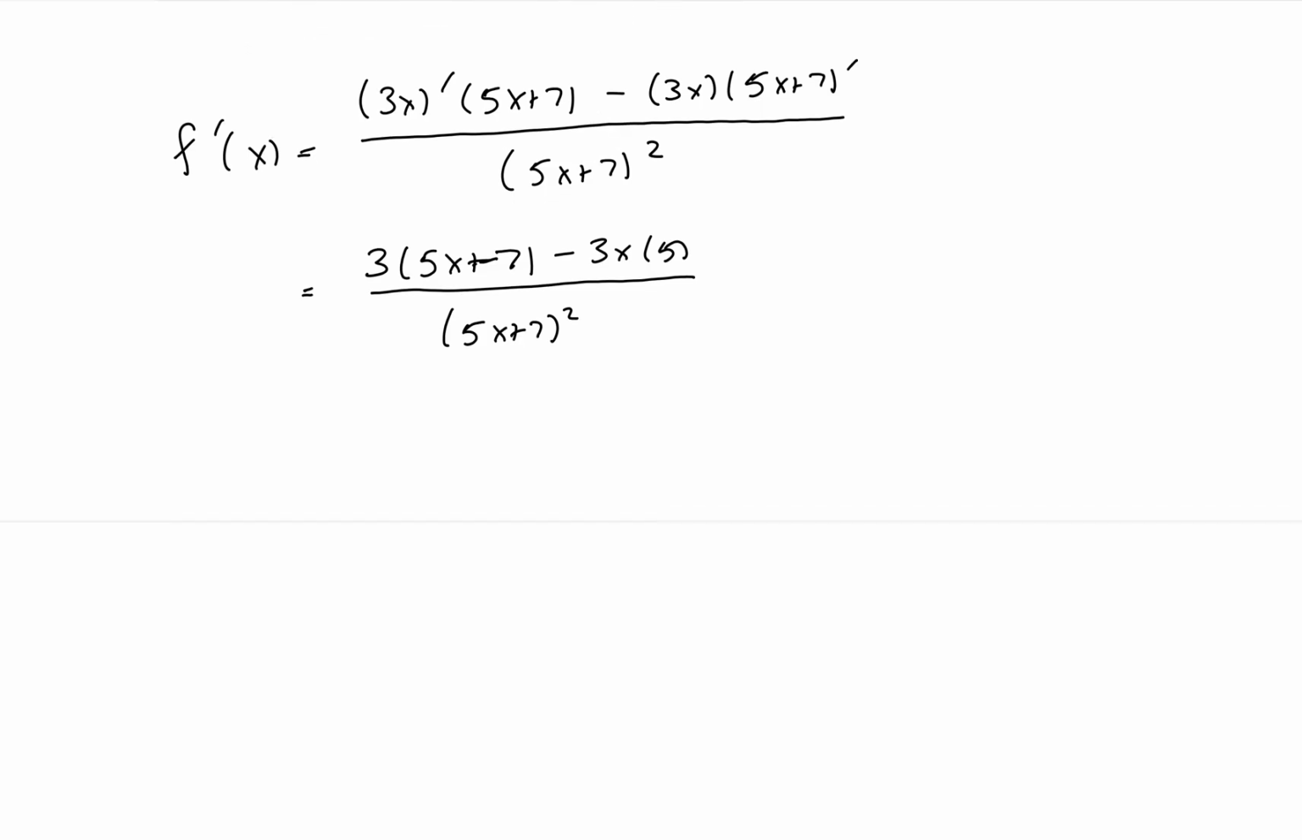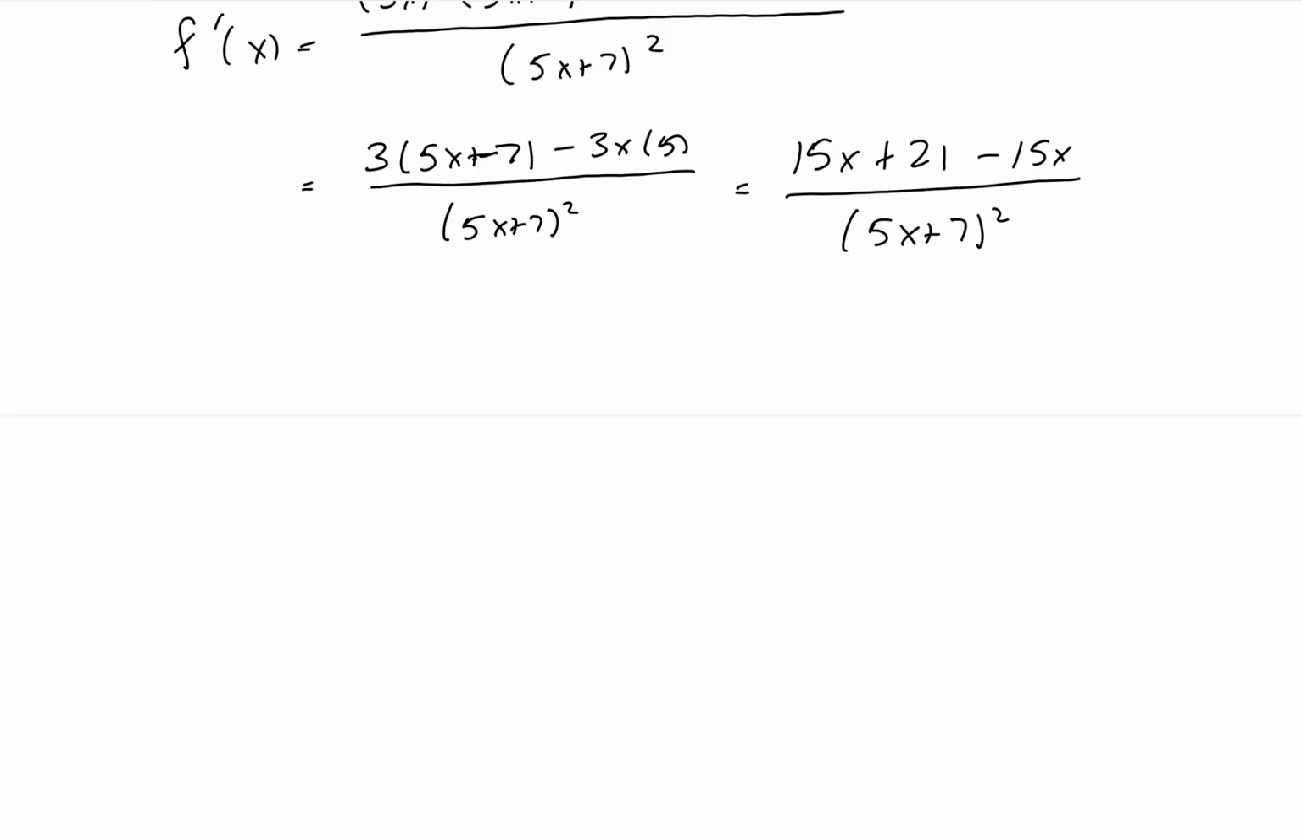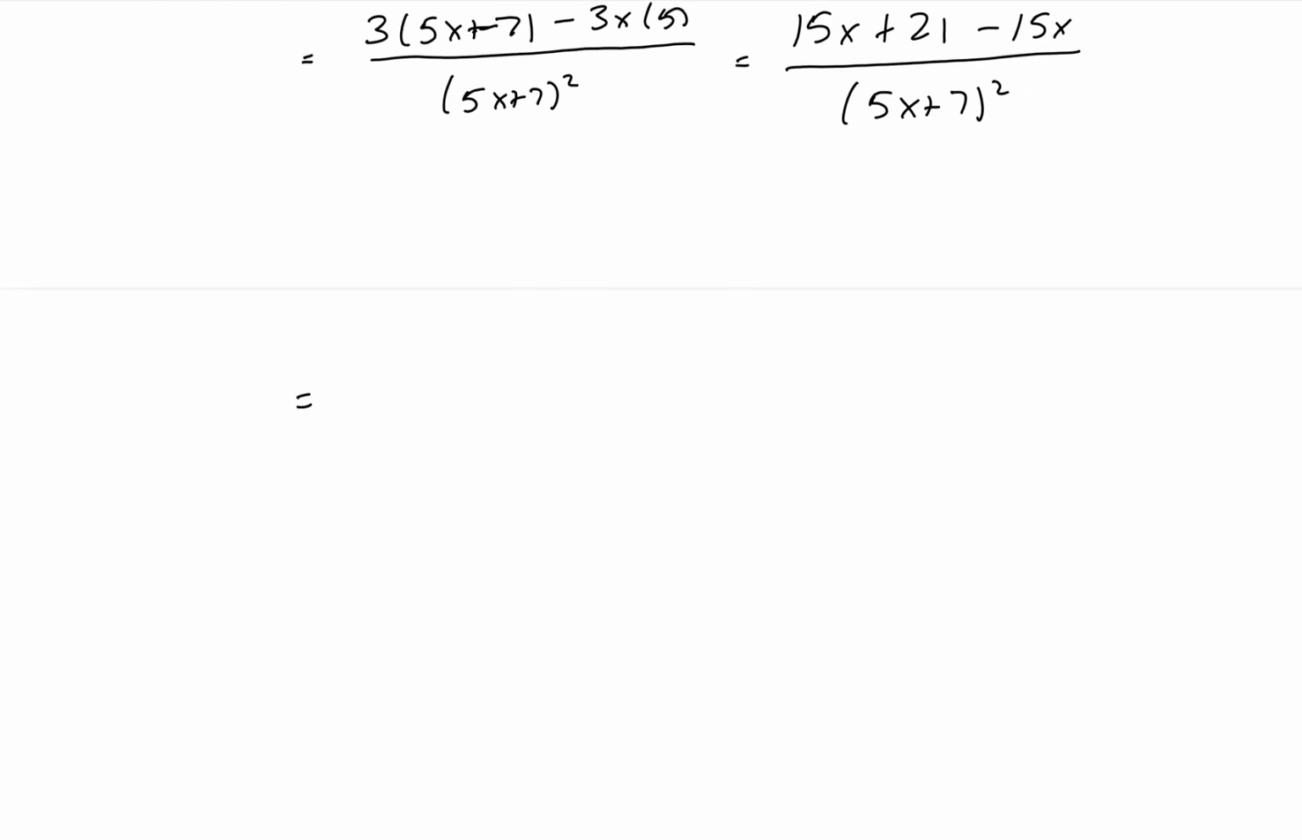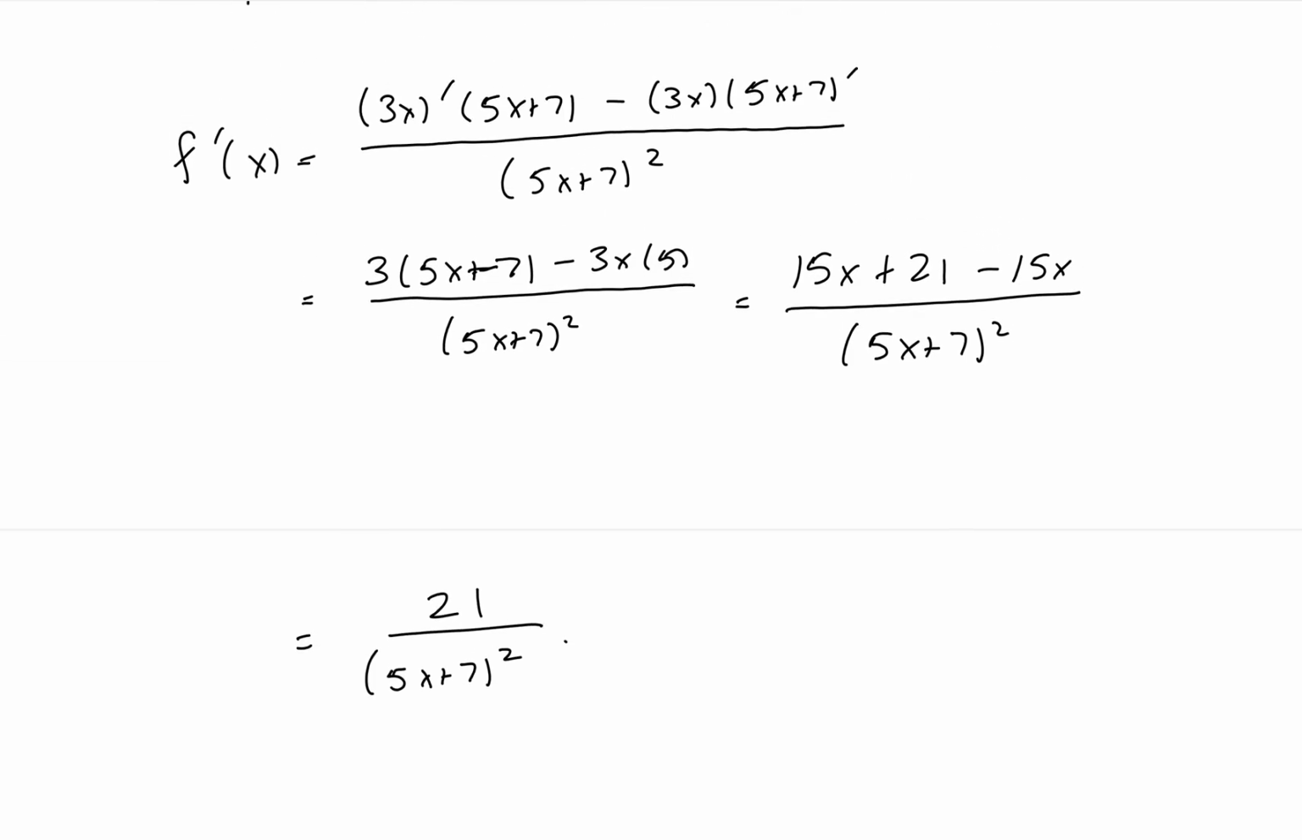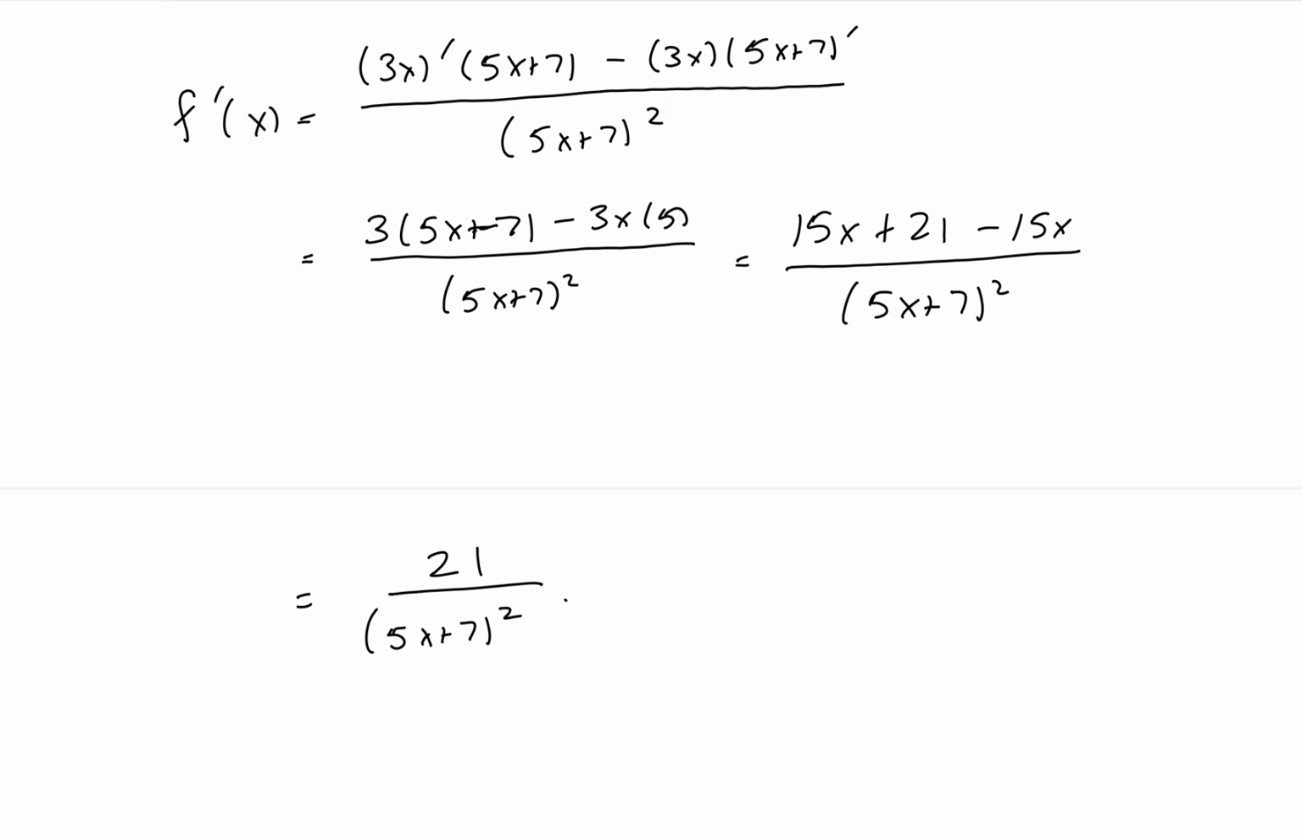So if we simplify this a bit, we can write this as 15x plus 21 minus 15x all over 5x plus 7 squared. Cancel those 15x's out, and I get 21 over 5x plus 7 squared. So that's the derivative of f everywhere except for, this is again for x not equal to 0, because we have to be careful because we use that other version of the function.